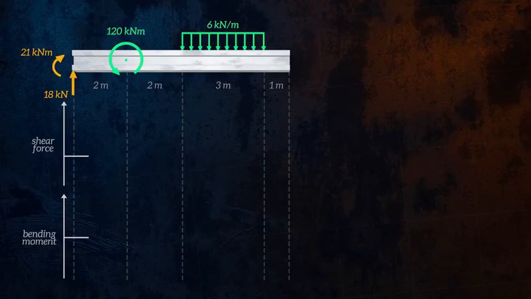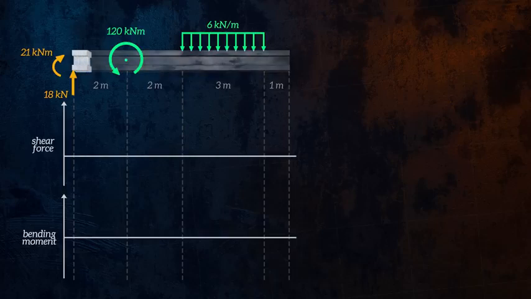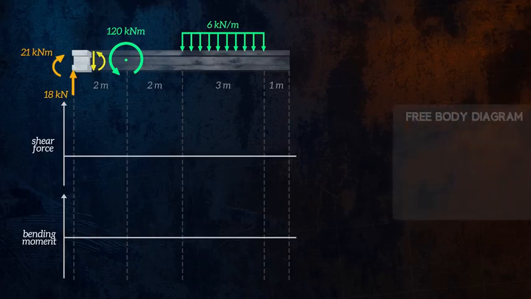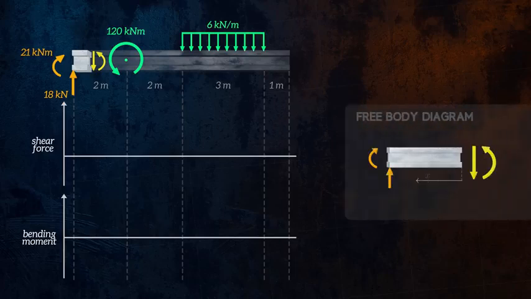To calculate our shear forces and bending moments, we will start on the left side of the beam and move towards the right. This is our first free body diagram. The shear force calculation is easy, as we only need to consider the reaction force of 18 kilonewtons. The bending moment needs to take into account the reaction moment and the reaction force.